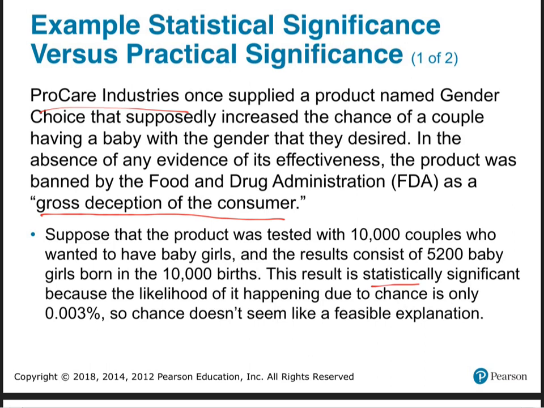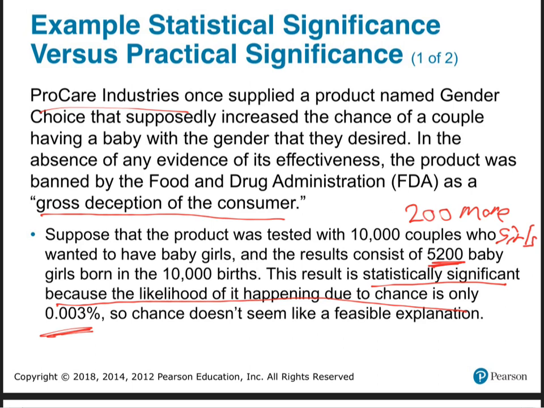The result is statistically significant, because the likelihood of that happening by chance is very low. Right? If this treatment is doing nothing, you get what I'm saying there? If this treatment really is not working, then we would expect exactly half of the 10,000, 5,000 girls. But they got more. They got 5,200. So they got more than half girls by 200. That's a fair bit. You tracking with me? So they got 200 more girls than we would expect.